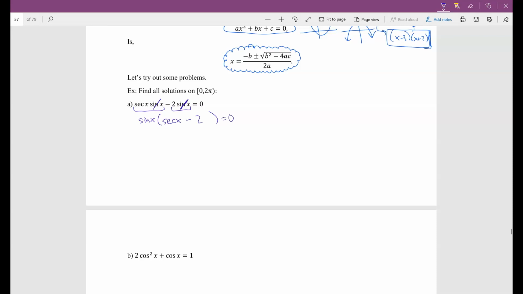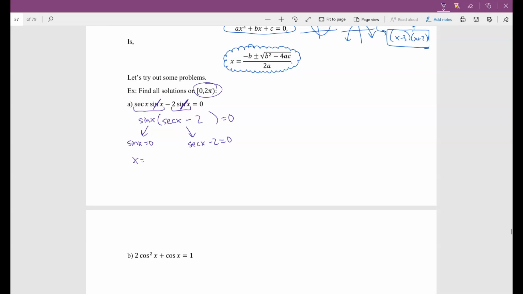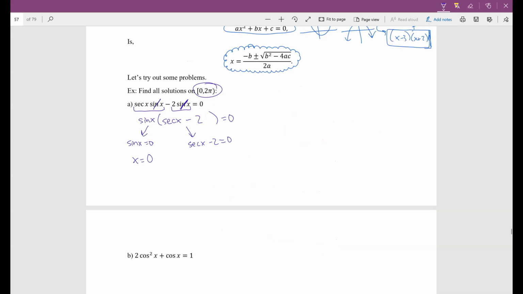When you have something set equal to 0, you can set the first thing, which is the sine of x, equal to 0, and you can set the second thing equal to 0: secant of x minus 2 equals 0. Now all we have to do is solve for the value of x. This is something that we've done already. Where is the sine of x equal to 0? We're only looking at the values from 0 to 2 pi. If you look at it, that is going to be here and here. It's going to be at 0 and at pi. That's going to be my answer for that one.